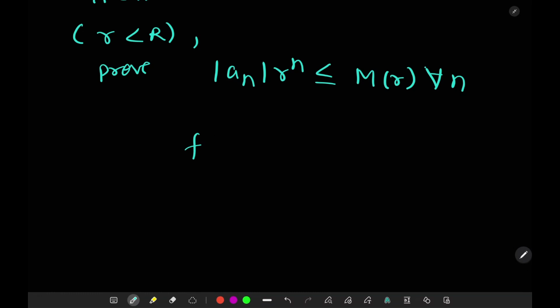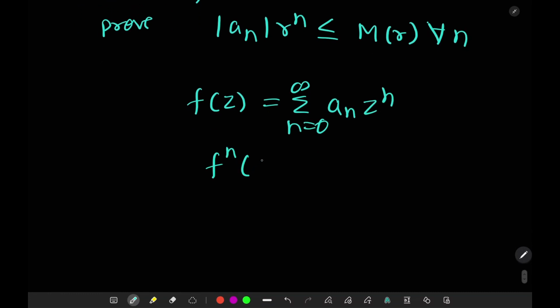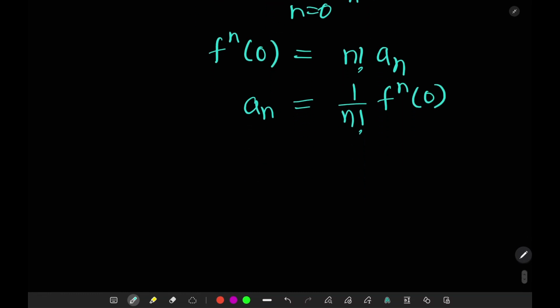We are using here Cauchy integral. Using here f(z) equals to summation n equals to 0 to infinity a_n z raised to power n as it is given. If we find nth differentiation of f(z) and put z equals to 0, we get this value. So we can see here a_n is equal to 1 by factorial n times the nth derivative of f(0).